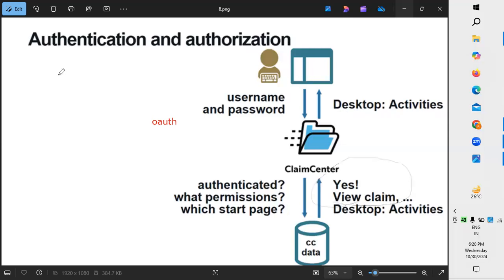So when we are working on the Claim Center application, when you are going for an interview, there are some questions they will be asking you in such a way. What requirements have you gathered when an authentication and authorization process happens, being a technical BA?